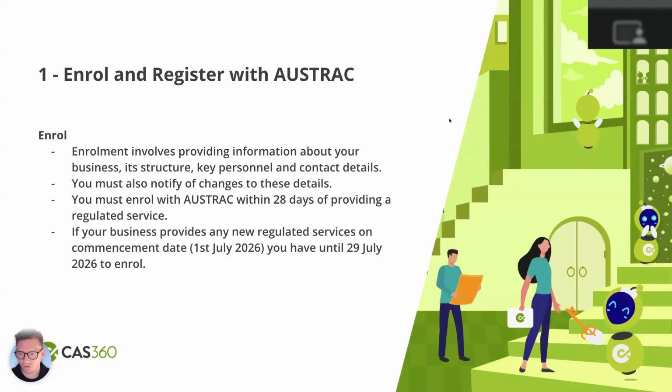You must enroll with AUSTRAC within 28 days of providing a regulated service. So if you are going to provide one of those services, then you obviously need to enroll within 28 days of actually providing that service, which technically means you've got until the 29th of July to enroll. I wouldn't be cutting it that fine. So your business does need to have enrollment within 28 days of the commencement date.